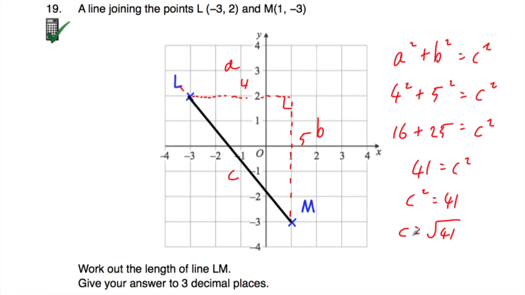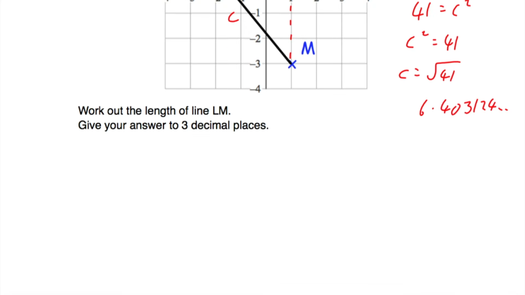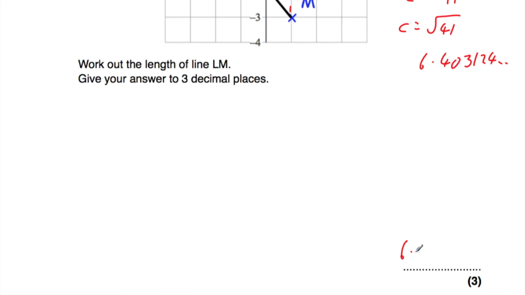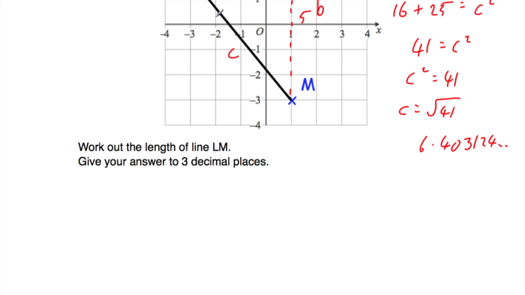And the square root of 41, if we work it out, is equal to 6.403124 and so on. And we've been asked to give our answer to 3 decimal places, so that'll be 6.403 units, and that's it. So the length of that line, LM, is 6.403 to 3 decimal places, and that's it.